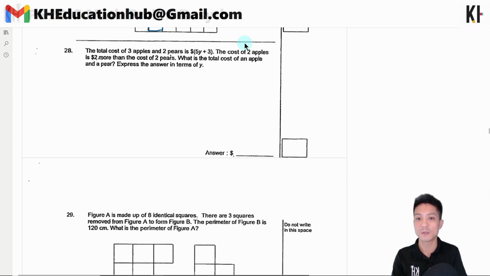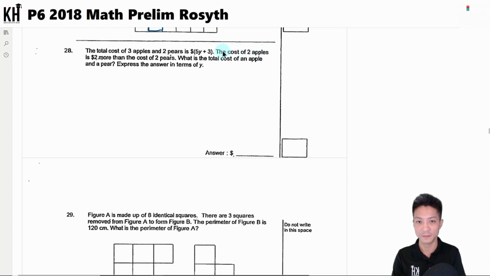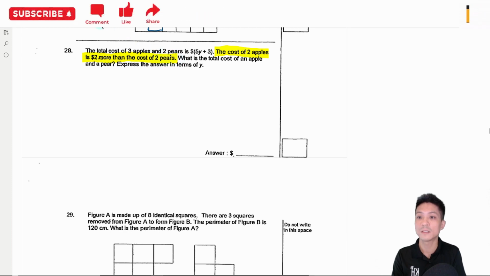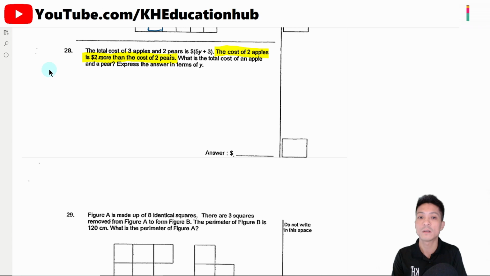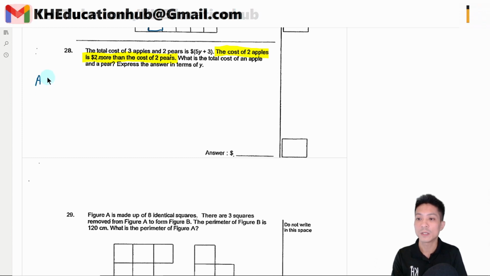Okay, this question sounds confusing, but this sentence over here actually tells us a lot of info. The cost of 2 apples is $2 more than the cost of 2 pears, right? It also means that the cost of 1 apple is $1 more than the cost of a pear. So I can draw an apple like this, $1 more than a pear.